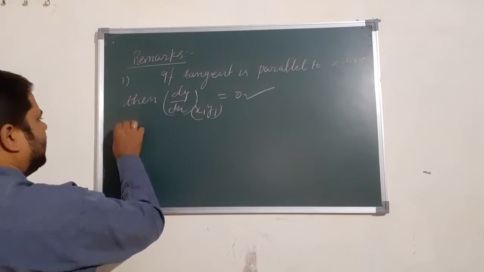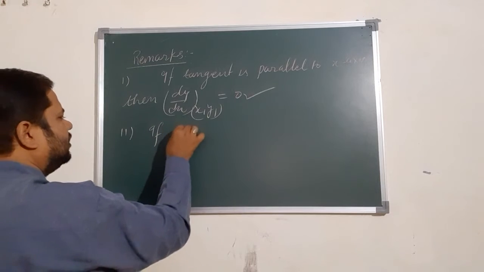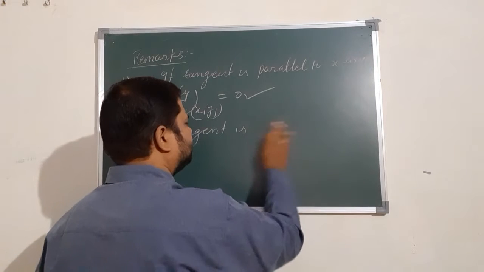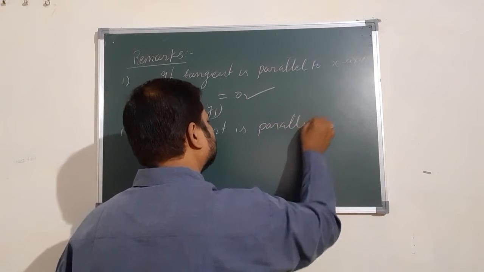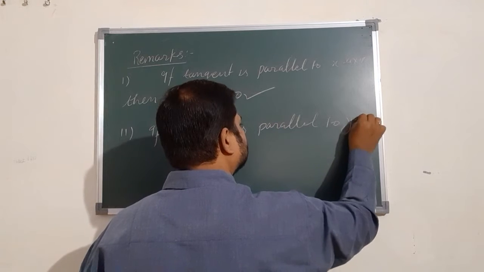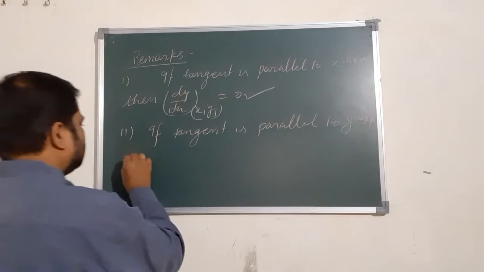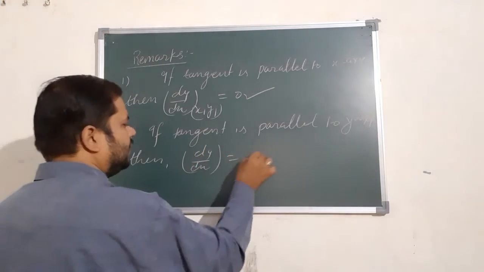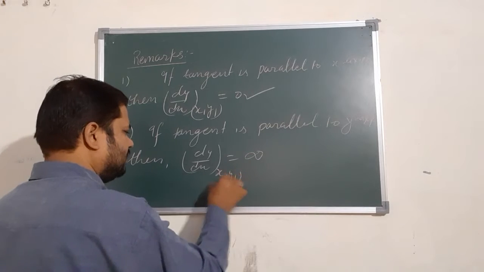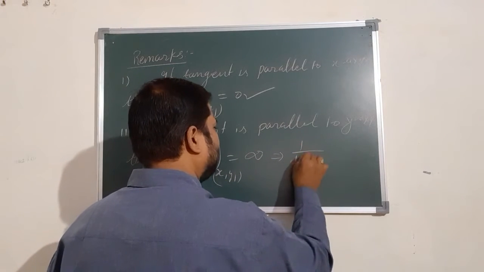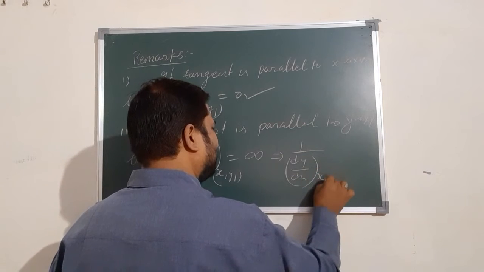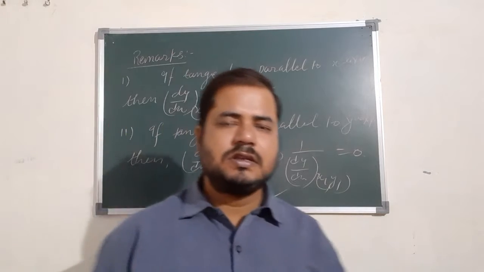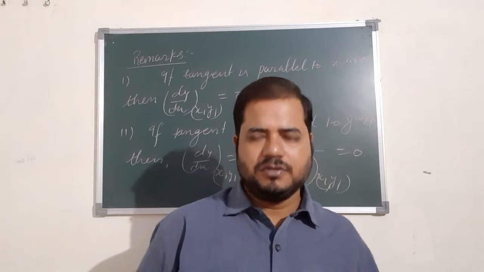The second remark is, if the tangent is parallel to the y-axis, then dy by dx must be infinite. That means 1 upon dy by dx at (x1, y1) must be equal to 0. So this is the second remark regarding this.